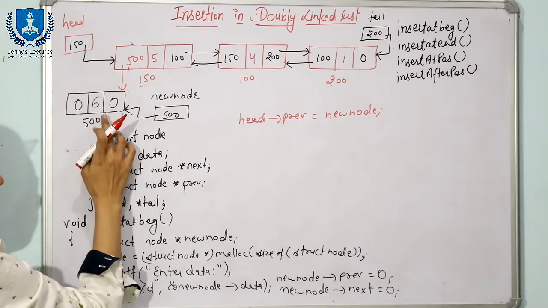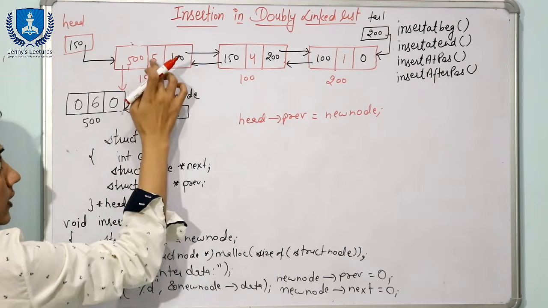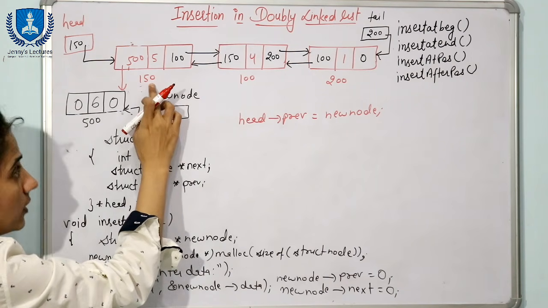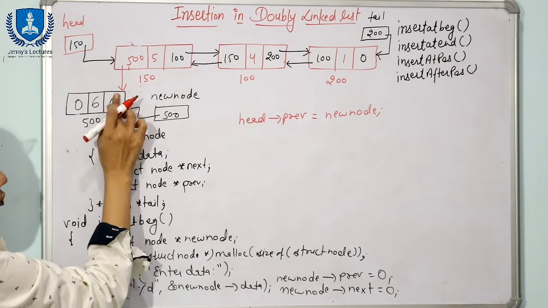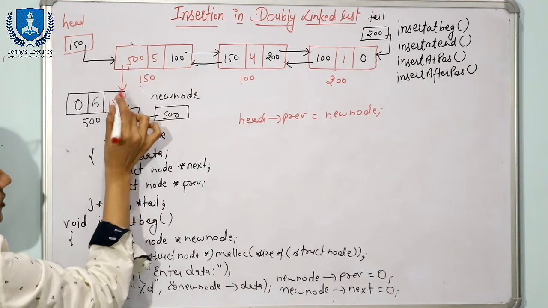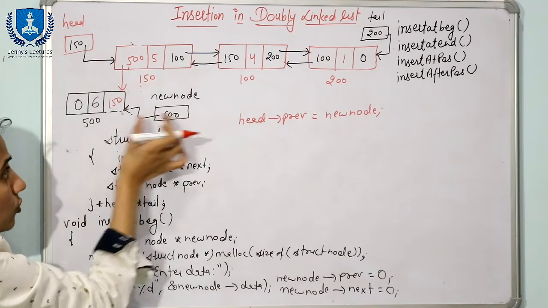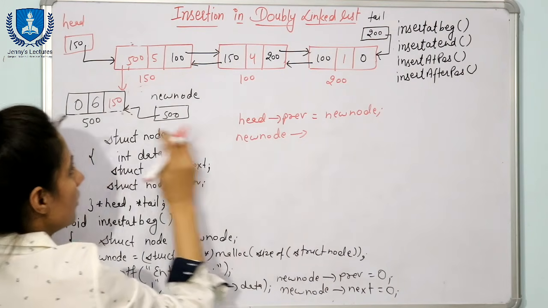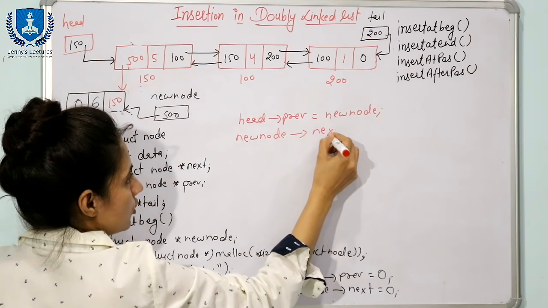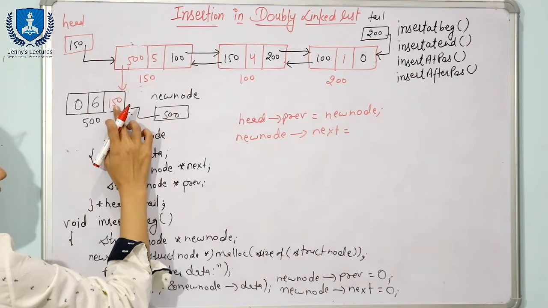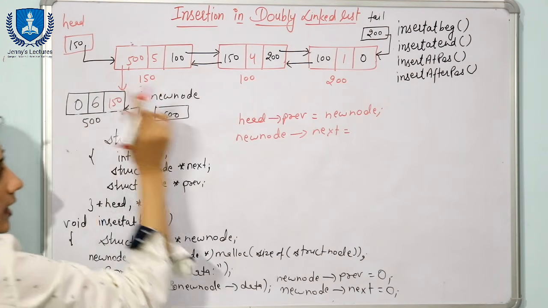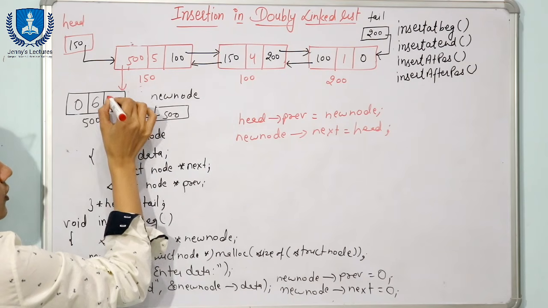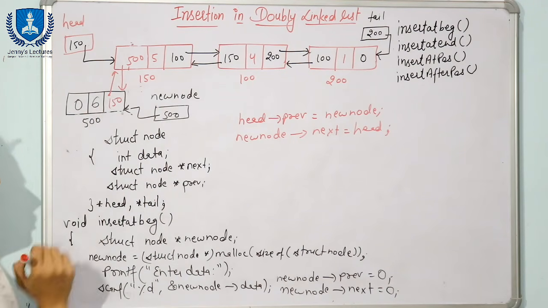Now again you have to set this link. This node should point here. So this node should contain the address of the next node, that is 150, right? So here you will store 150. How can you access this part? The pointer to this node is new node. So new node, this part is next, the name of this pointer is next, is equal to head, because the value in the head pointer is 150. Now this is pointing to this node.